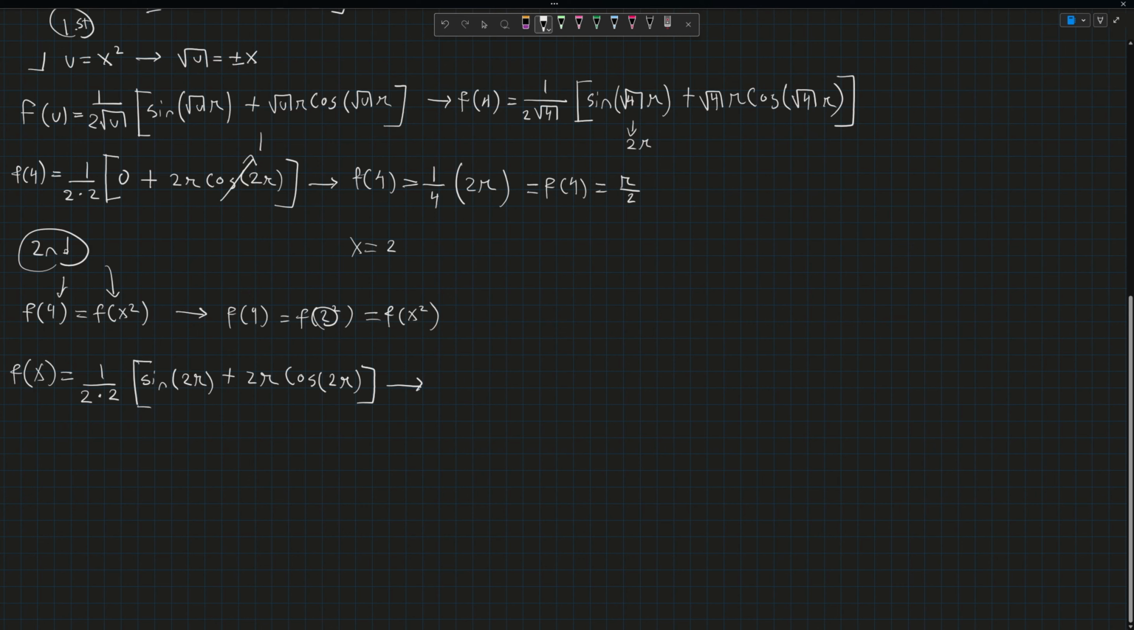And we get that this is just equal to 1 over 4, and again, the sine becomes 0 and the cosine becomes 1, and we're left with 0 plus 2 pi. That's the same thing as 1 over 4 times 2 pi, which is just equal to pi over 2. Therefore, f of 4 is just equal to pi over 2.